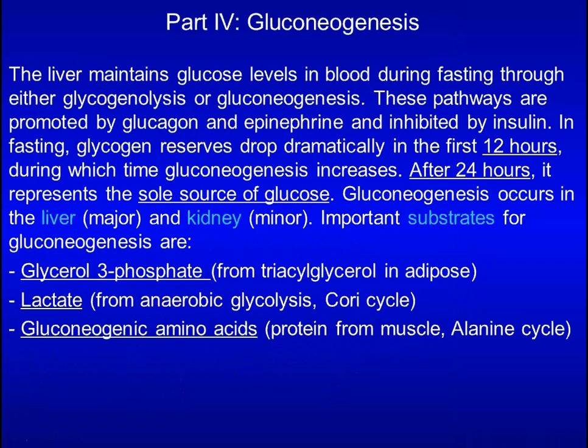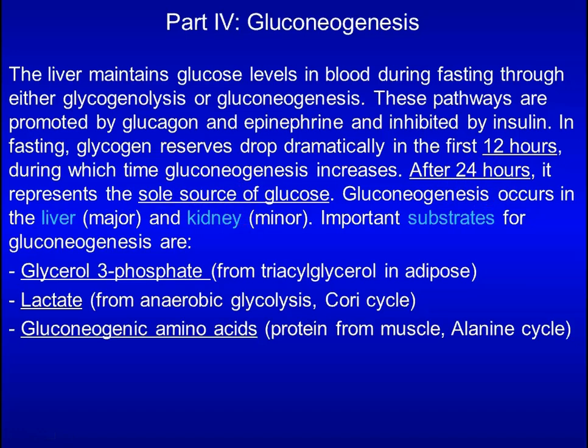Now let's move to part 4. In fasting, glycogen reserve drops dramatically in the first 12 hours. During this time, gluconeogenesis increases. After 24 hours, gluconeogenesis represents the sole source of glucose. Gluconeogenesis occurs in the liver and the kidney.